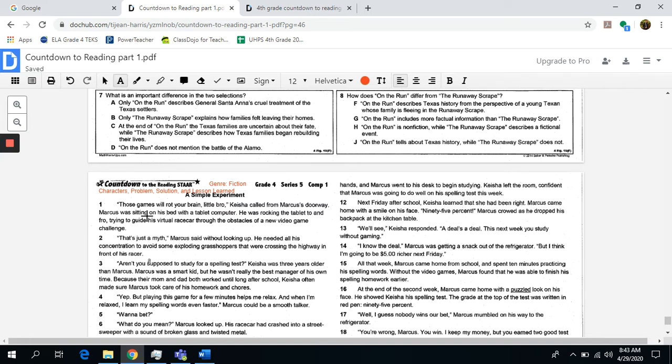So we have two characters that we meet. The first is Keisha. The second is Marcus. And here we can write that Keisha is worried about Marcus rotting his brain from games.